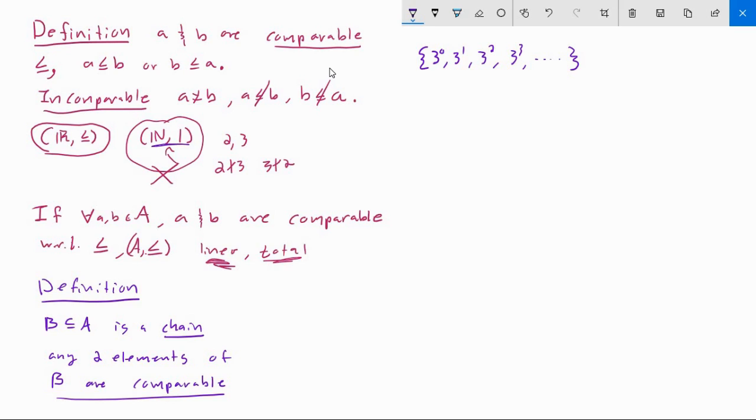However, one can see from this set that, in fact, any two elements of this set, one of them will be divisible by the other. Namely, we'll know that 3^n divides 3^m precisely when it's the case that n is less than or equal to m, where in this case, by less than or equal to, I mean the normal ordering on the natural numbers. And since that itself is a linear total ordering, we know that either n is less than or equal to m, or m is less than or equal to n. So one of these situations must occur.